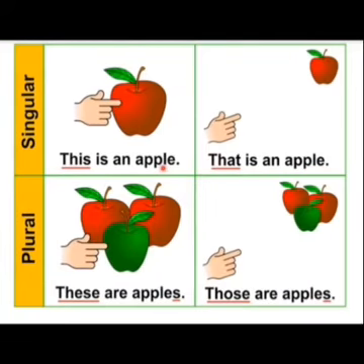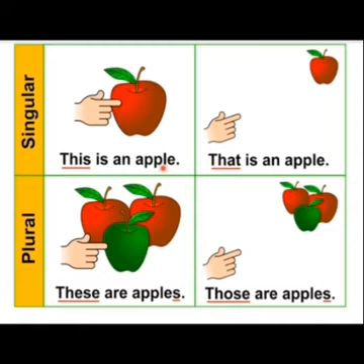Okay, dear kids? See, look at this picture. Now you can see first is singular, and you can see the apple is near, so we will say this is an apple. When the apple is far, we'll say that is an apple. And in case of plural, when the apples are near, we'll say these are apples. Many apples are there, so we are using these. And when the apples are far away, we'll say those are apples. Okay? So I guess the concept of near and far is clear to you all.